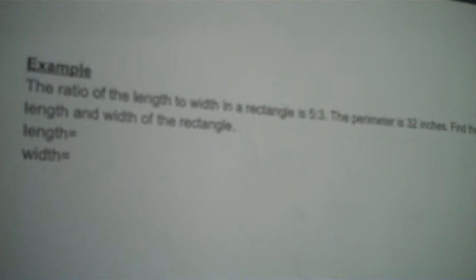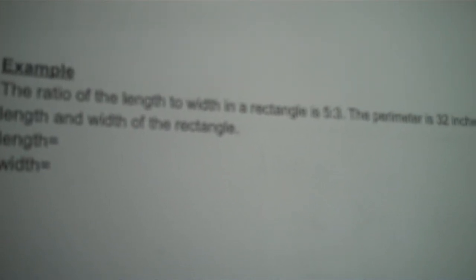Okay, now we're going to look at a ratio problem. Now it's kind of different. Okay, ratios and fractions are different. Okay, the ratio of length to width in a rectangle is 5 to 3. Okay, that's not a fraction, that's a ratio, okay? The perimeter is 32 inches. Find the actual length and width of the rectangle.